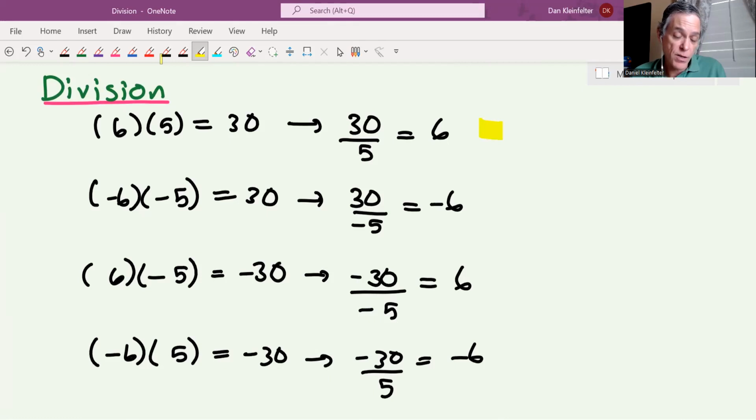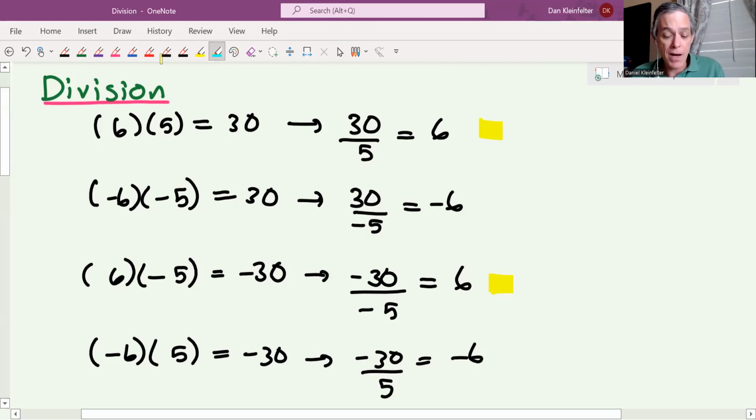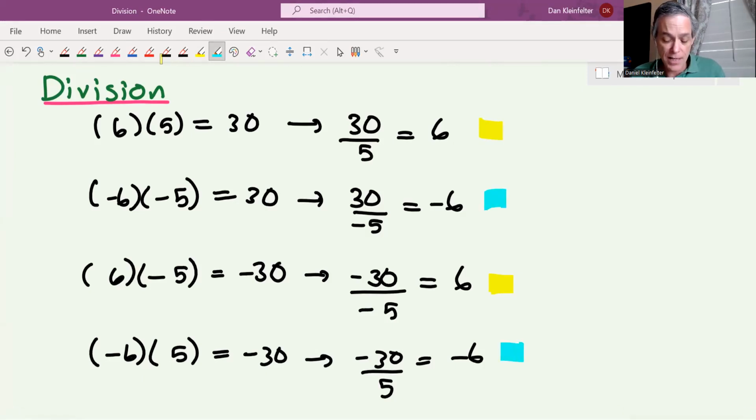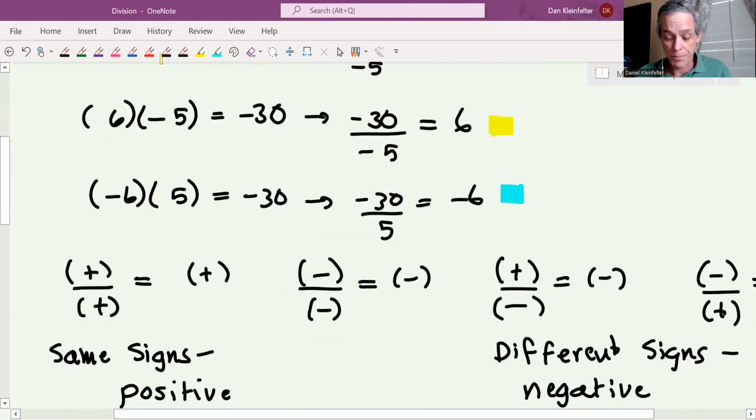Taking a look at what happened, when we divide numbers where the two numbers were both positive or both negative, we ended up with positive 6 for an answer. And in the situation where we had a positive divided by a negative or a negative divided by a positive, we ended up with a negative answer. In short, if the signs were the same, we ended up with a positive answer, and if the signs were different, we ended up with a negative answer.